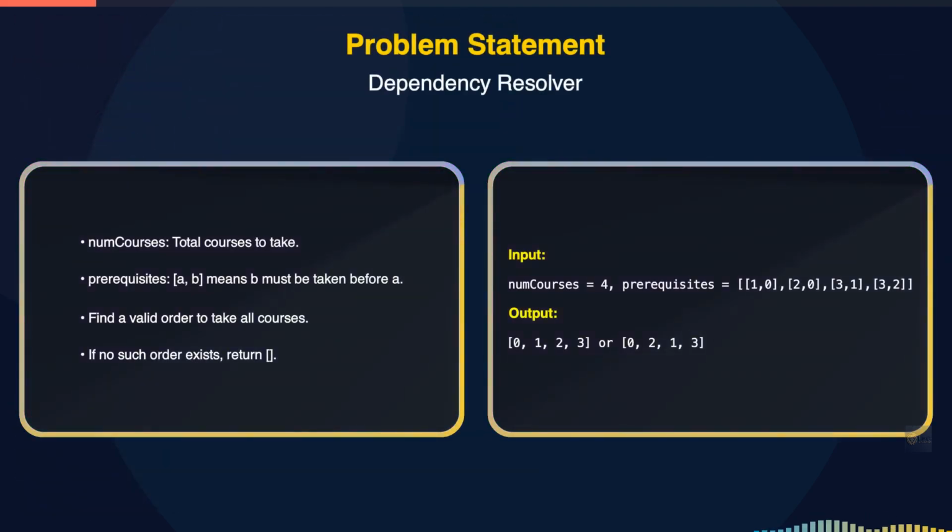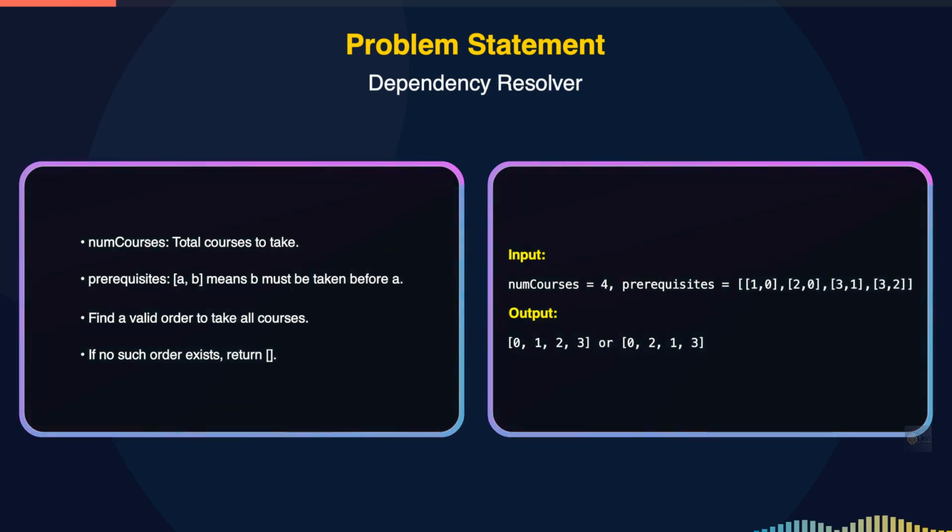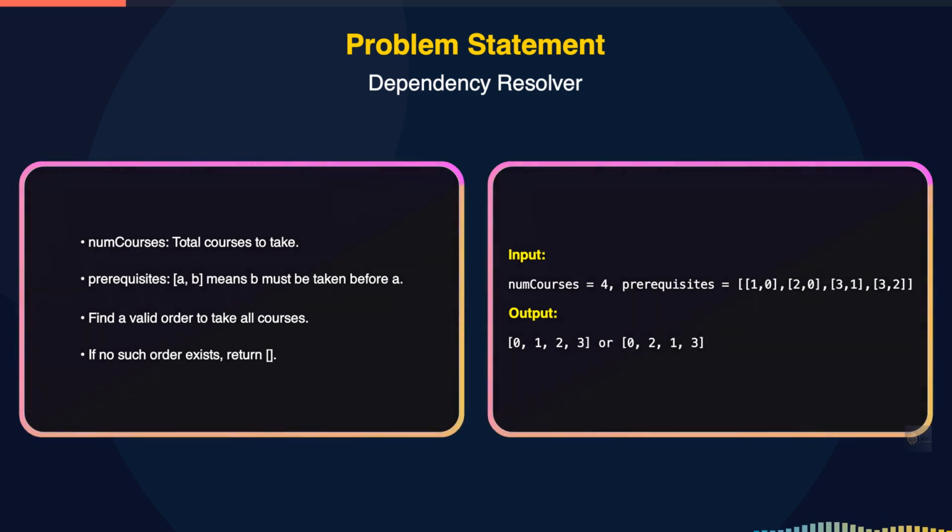We have a set of courses we need to take, and a list of prerequisites. For example, the pair 1, 0 means you must take course 0 before taking course 1. Our goal? Return the exact order to finish all courses. If it is impossible because of a circular dependency, return an empty array.